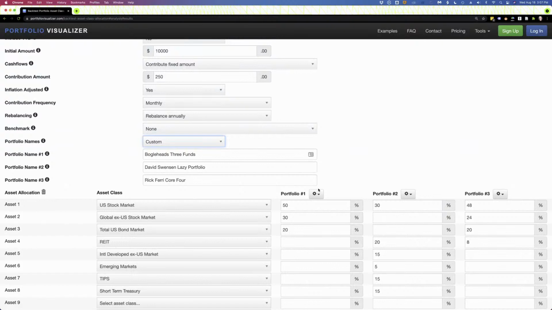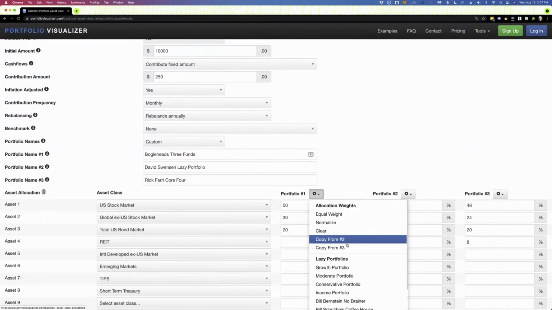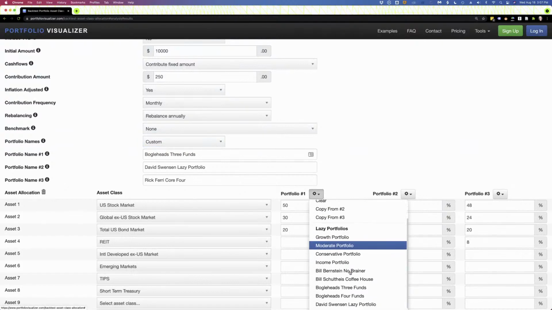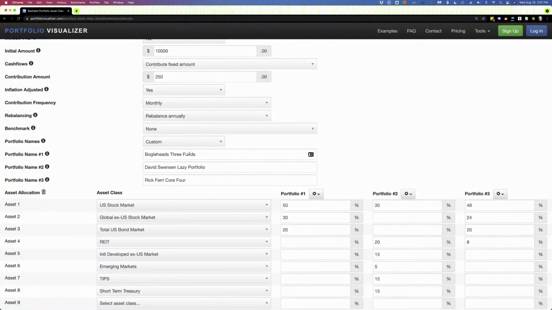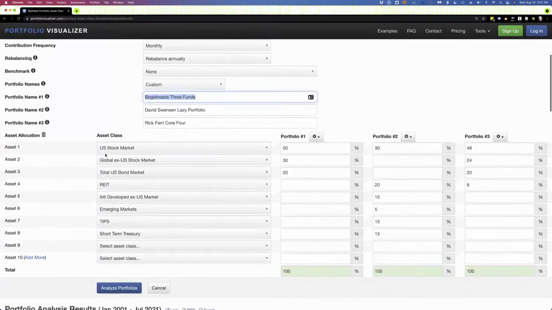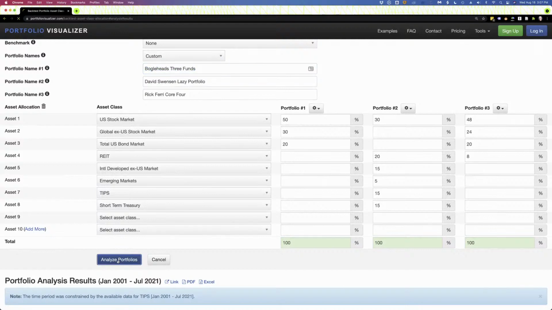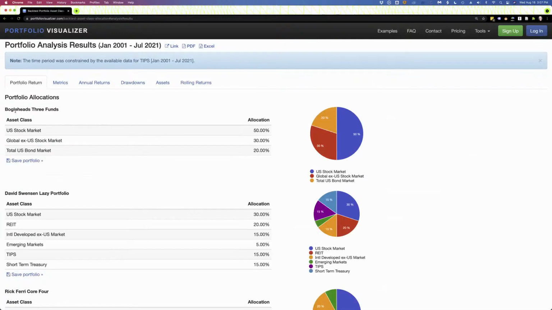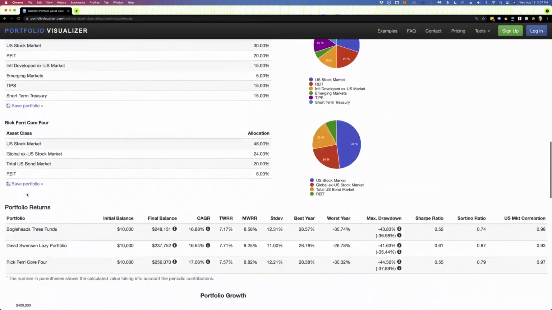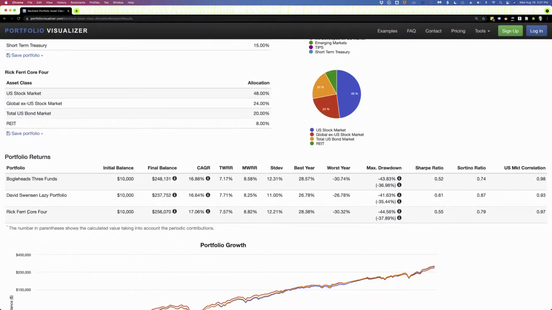Now, if you use one of their pre-populated or pre-programmed lazy portfolios, it fills in the name for you automatically. So that's nice. If you're creating your own, you'll just type in the name. And in fact, I could change this if I wanted to. But I'll do that. I have to rerun the analysis for the names to be entered. And now you can see we've got the names here. And that's just a lot easier. And when we come down and we look at the performance, we've got the names as well.